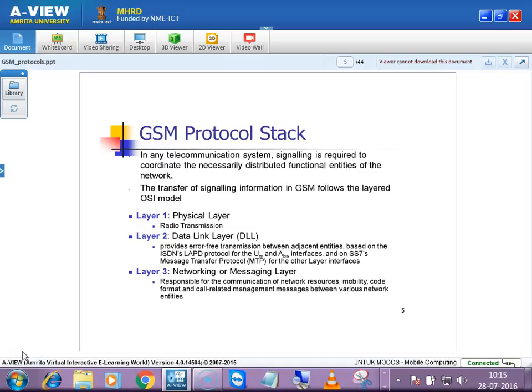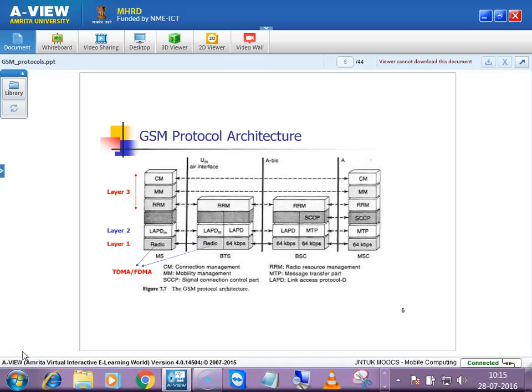Flow control and error control happen in layer 2, and these are the interfaces used in layer 2. We'll discuss that in detail. And this is the networking layer. In the networking layer, you have the allocation of IP address, mobility, and allocation of resources. These things will happen in the networking layer.